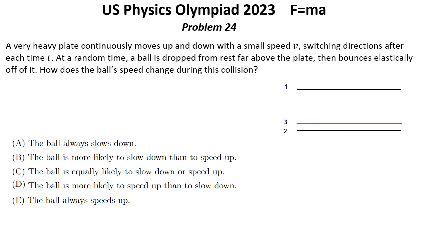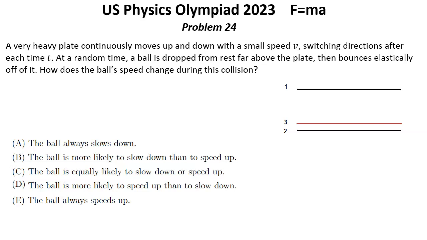Solution for problem number 24. Suppose that our plate is moving from position 1 to position 2. It has the same probability to move from position 1 to position 2 and from position 2 to position 1. So let's see what happens when the ball reaches position 1. In that moment, if the plate has a position somewhere between 1 and 3, this ball will reach this plate during the time when it's going down.